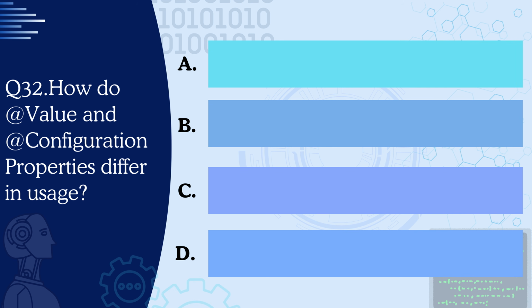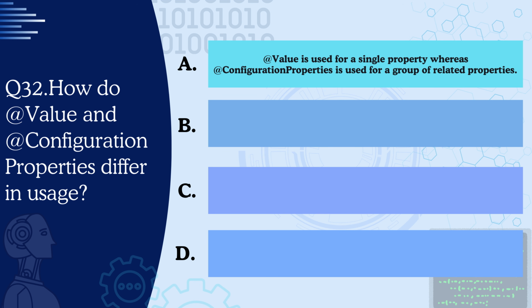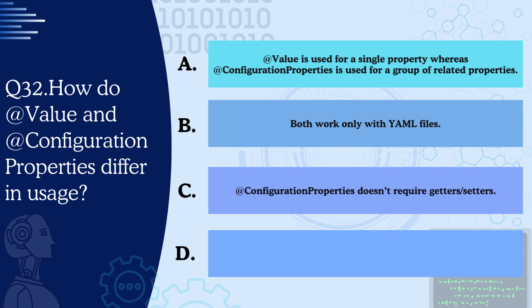Question 32. How do @Value and @ConfigurationProperties differ in usage? A. @Value is used for a single property, whereas @ConfigurationProperties is used for a group of related properties. B. Both work only with YAML files. C. @ConfigurationProperties doesn't require getters and setters. Or D. @Value can only be used once. So the correct answer is A. @Value is used for a single property, whereas @ConfigurationProperties is used for a group of related properties.